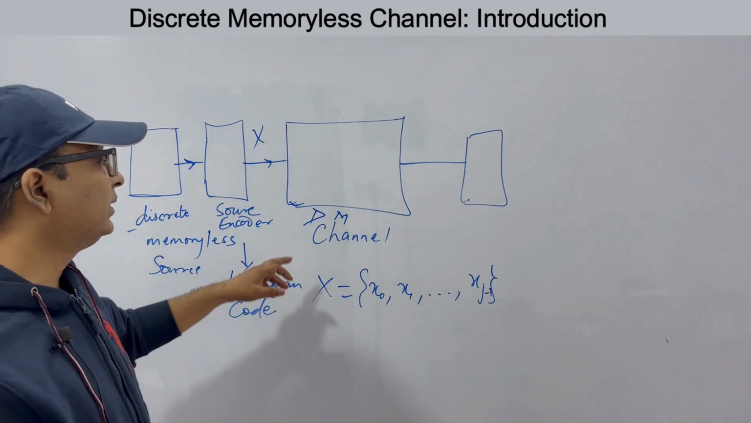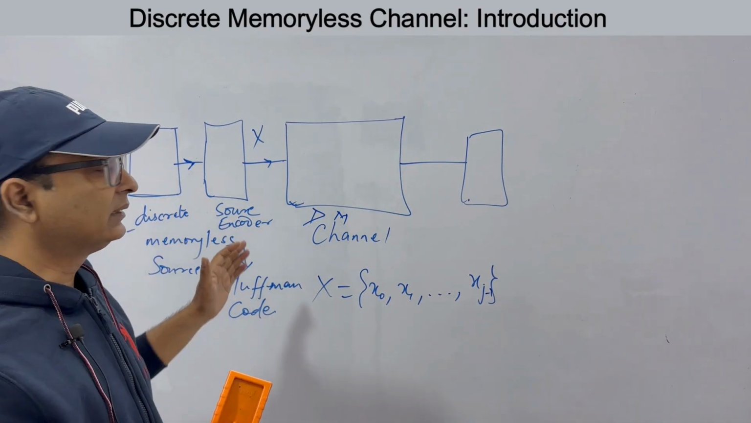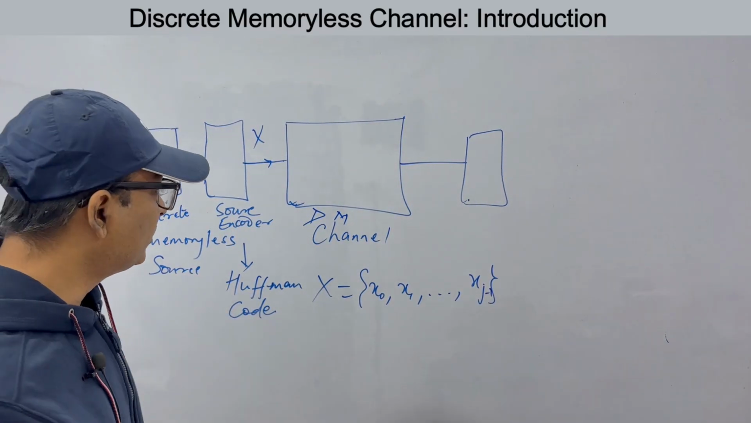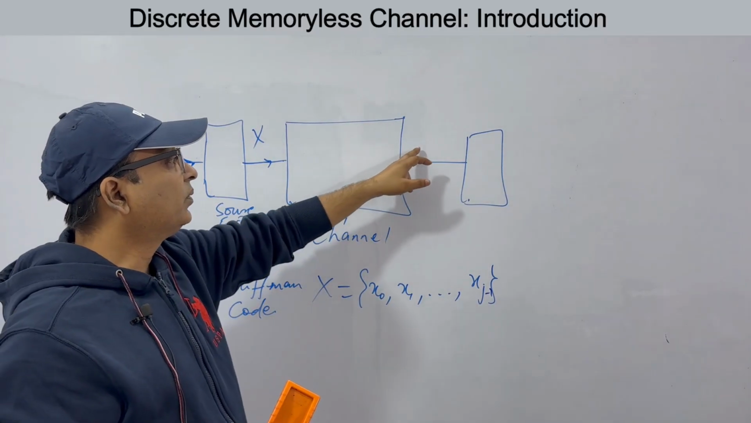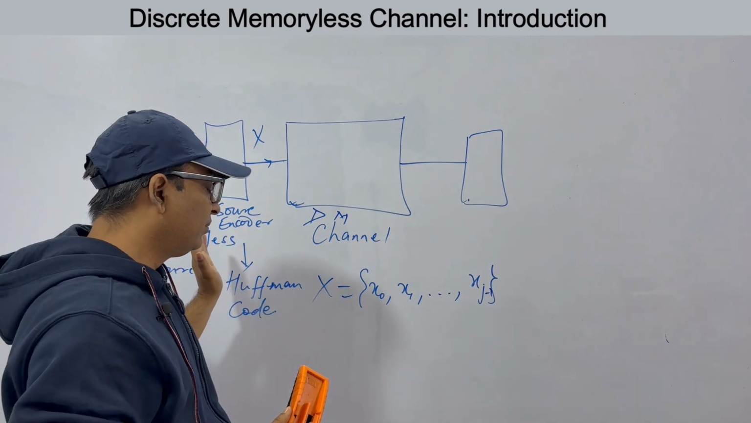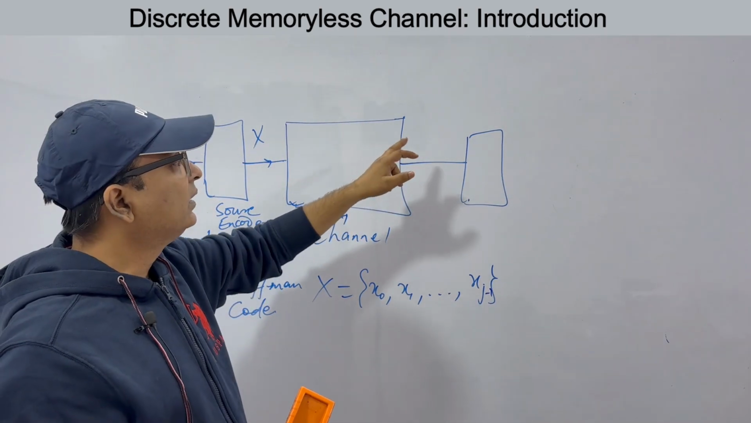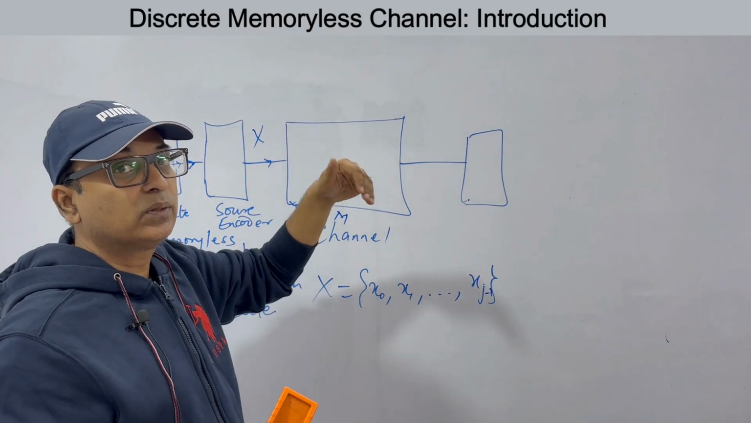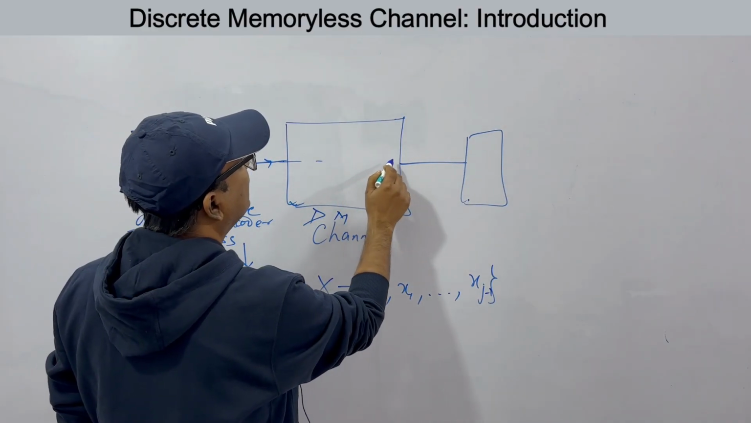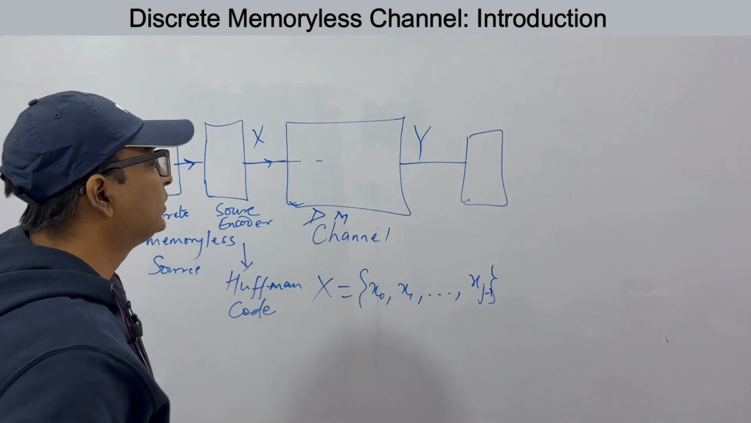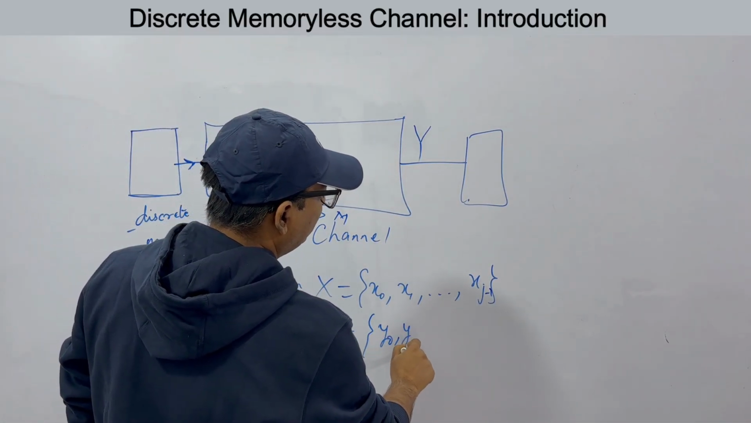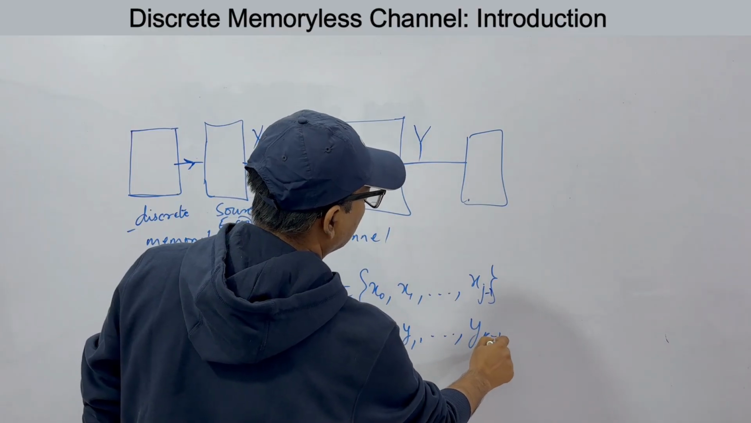What is the meaning of discrete? You understand, discrete means it has finite size. That is what we are sending and what we are receiving, they are in discrete form, not in continuous form. And memoryless because what we are receiving here is dependent on the particular input only. For example, if for x0 we are receiving y0, then y0 depends only on x0 and not on x1 or x2. So that is the meaning of memoryless. So if it goes through this channel, the alphabet that we receive at this point is y. Let's say this is y0, y1, and this is up to k minus 1.